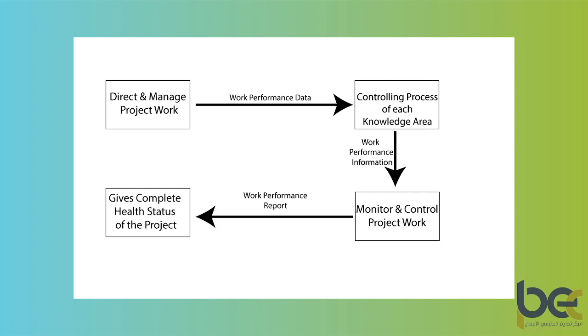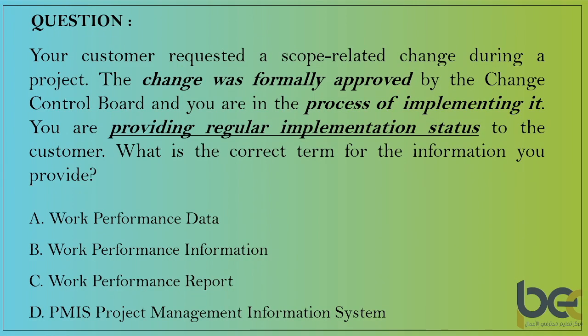So if you understand this, let us go back to the question. The question says, the change was formally approved and you are in the process of implementing it. You are now providing regular implementation status. So what are you doing? You are in the process of implementing. It means you are doing the work and you are giving regular feedback about the work that you are doing. So what should be your answer in this case? Your answer will obviously be work performance data, because we are doing the work, collecting data and handing it over. So the answer is work performance data.